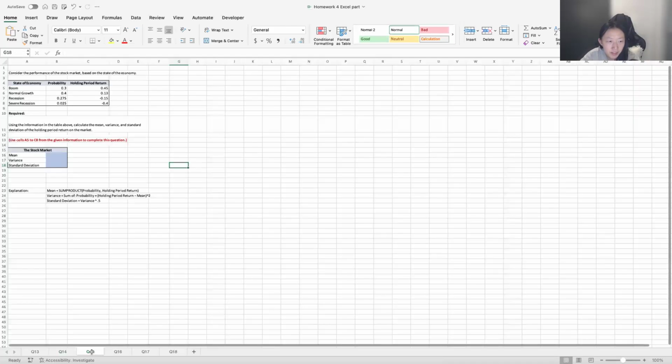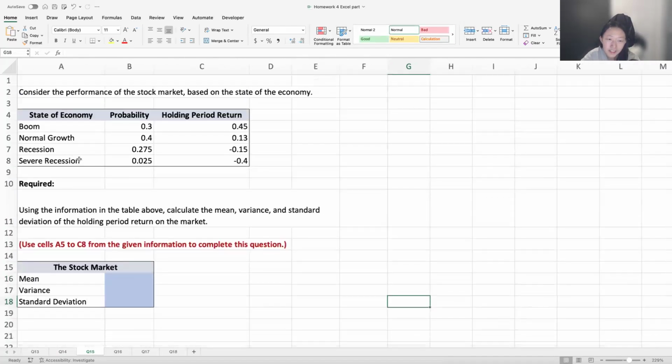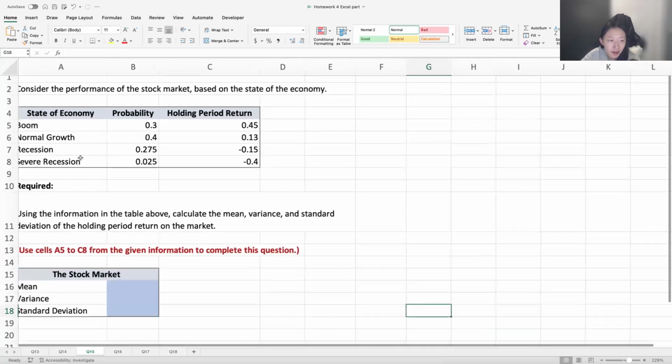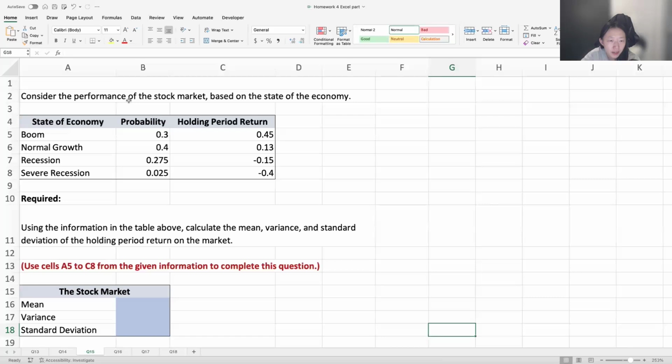So question 15, it's a scenario analysis. Okay, great. Consider the performance of the stock market based on the state of the economy. Using the information, calculate the mean, variance, and standard deviation of the holding period return on the market. So it's asking us to calculate mean, variance and standard deviation. So we'll follow what we went through in the class.